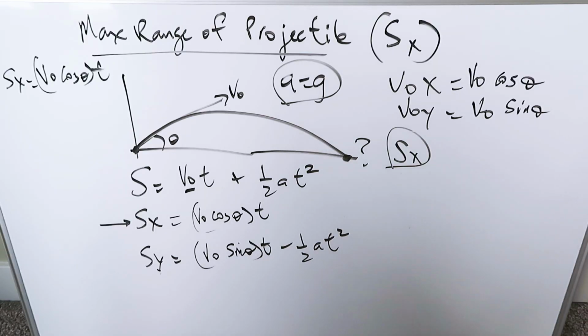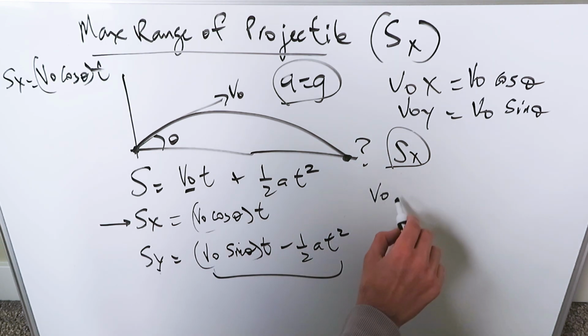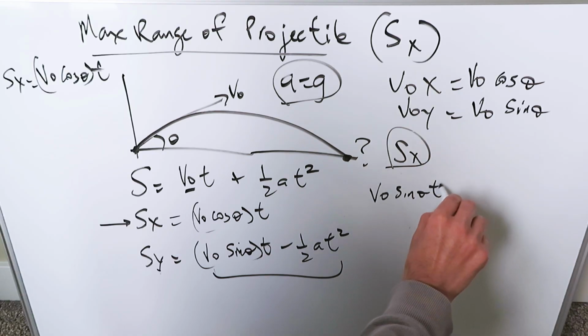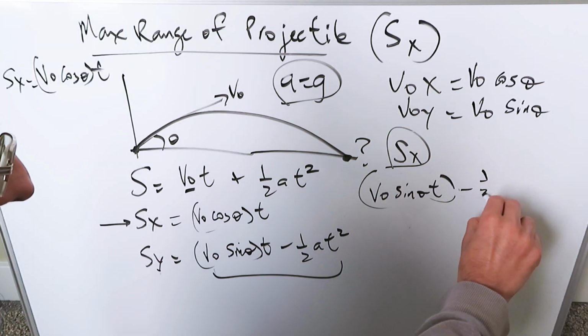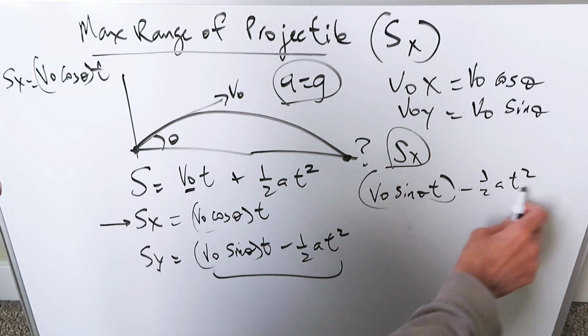What is that other route? Now you look here at this particular equation, there's something you can do with it. You can solve for time. I'm looking right over here. I have a quadratic equation. I can solve for time. I have initial velocity sine theta times time minus half a t squared. I can factor out time because it's a common variable.